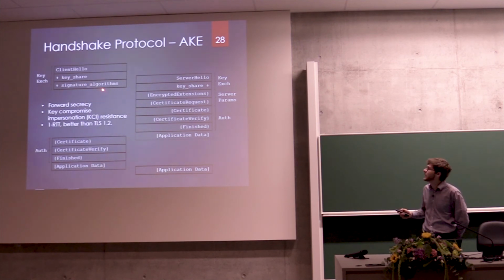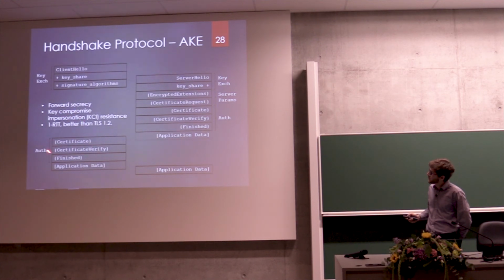We've got the key, and the client actually picks the signature algorithms that it can accept. The server completes the key exchange. It can send some parameters if he wants, such as certificate request for client authentication. Then the server has to do its certificate authentication. And it could potentially start sending some application data here because it's already derived everything it needs.